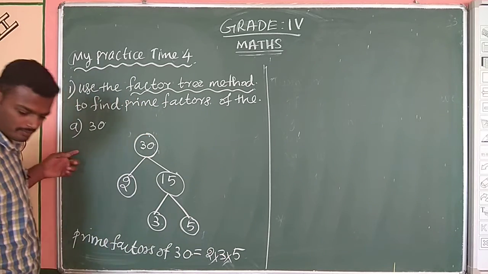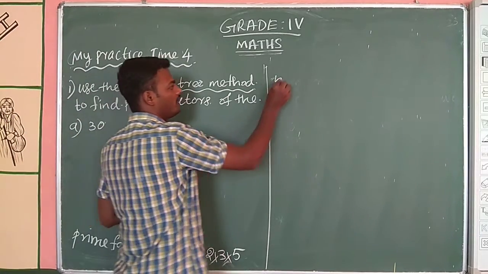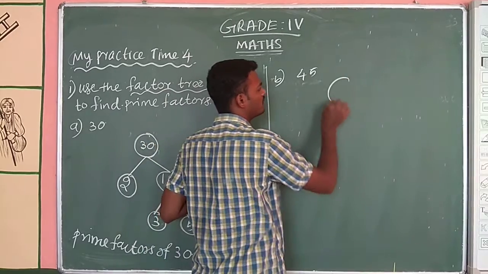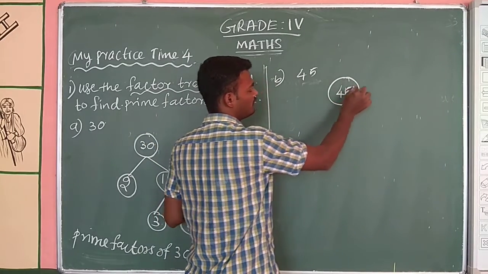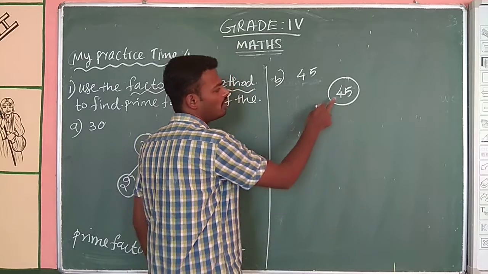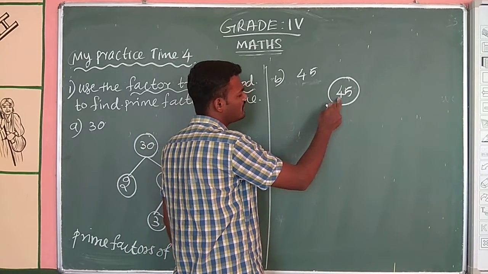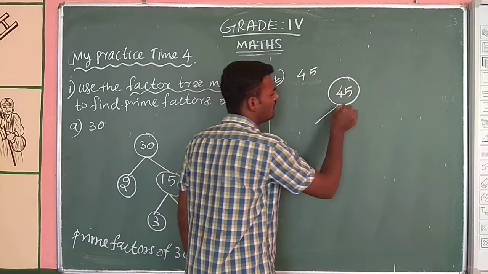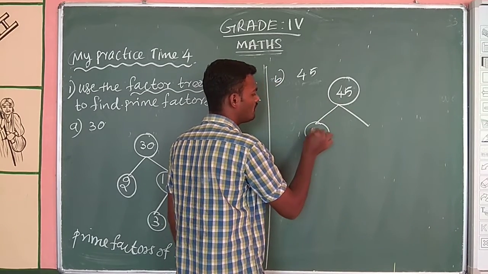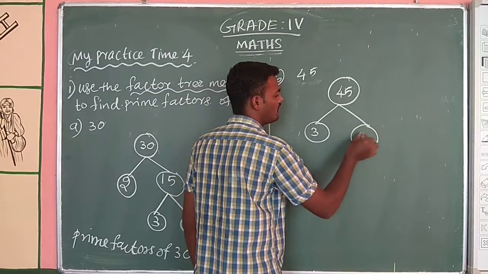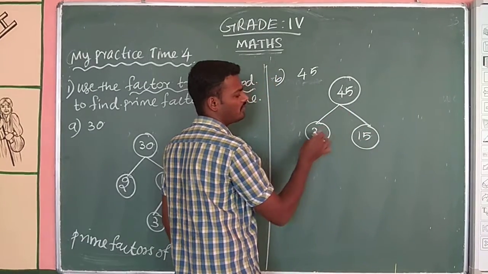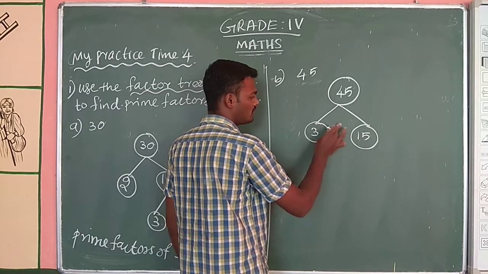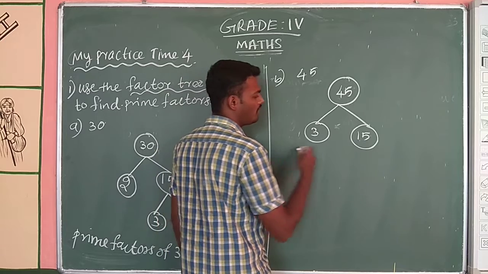Next one, 45. Use the tree method. First, 45 is an odd number, so it does not come in the second table. So the third table: using the third table, there is a prime number. 3 15s are 45. 3 into 15 is equal to 45. Next, 3 is a prime number, so leave the prime number 3, and next one, 15.